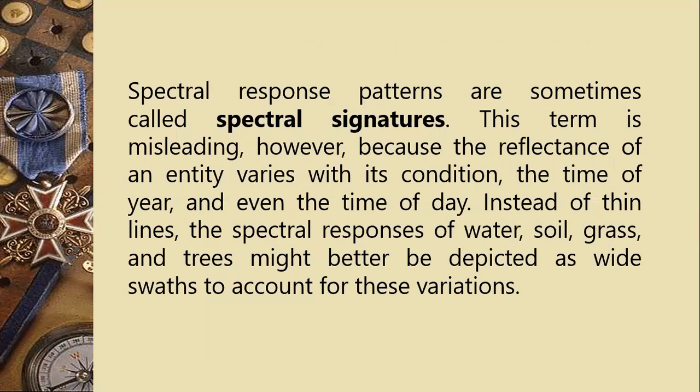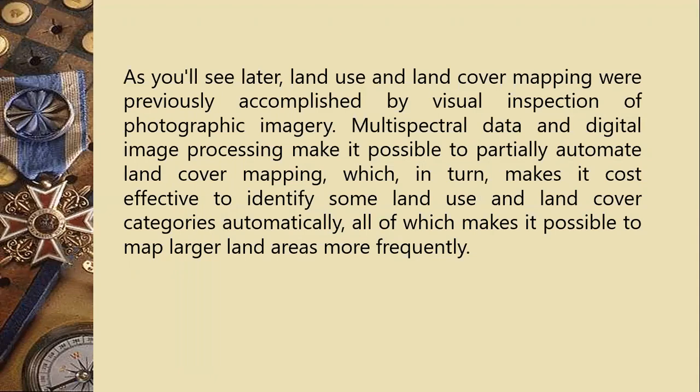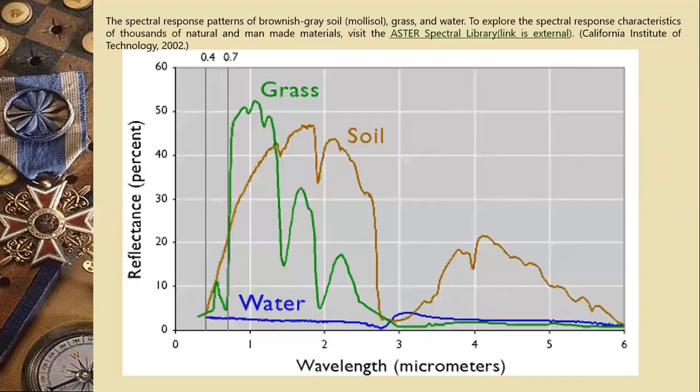Spectral response patterns are sometimes called spectral signatures. This term is misleading, however, because the reflectance of an entity varies with its condition, the time of year, and even the time of day. Instead of thin lines, the spectral response of water, soil, grass, and trees might better be depicted as wide swaths to account for these variations. So this is the class about spectral response pattern.